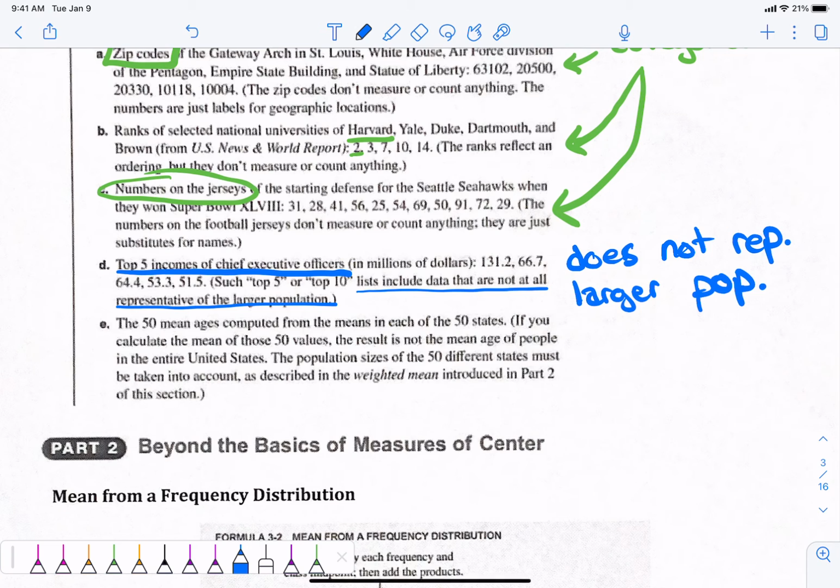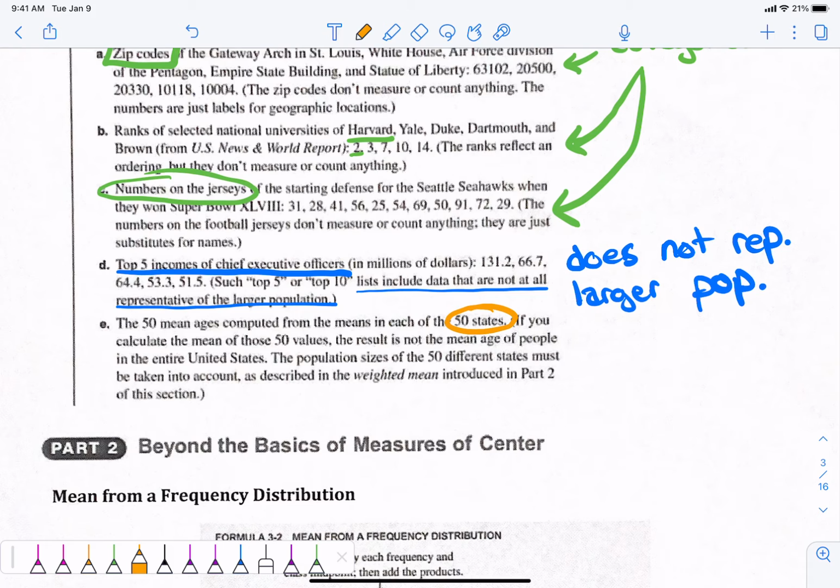And then the last example says the 50 mean ages computed from the means in each of the 50 states. So we're doing the average of all of the ages of each of the 50 states. Okay? Why would that not be good? We can do average age, and that might even make sense.